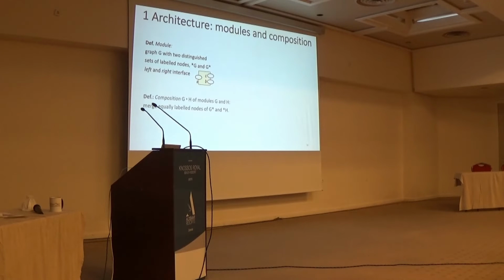So left and right interface, and composition means you glue the elements of the right interface of the left component with the left interface of the right component, and you see two of those components. You see the B occurs here. So this is the composition, and from the composed system, this is the left interface and this is the right interface. I'll give you another example.